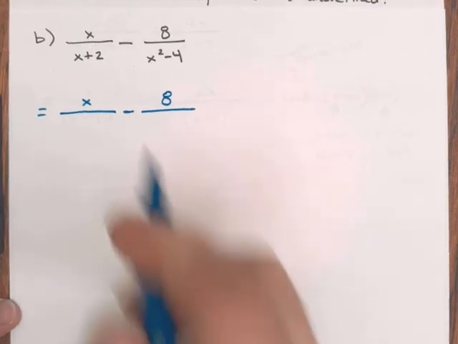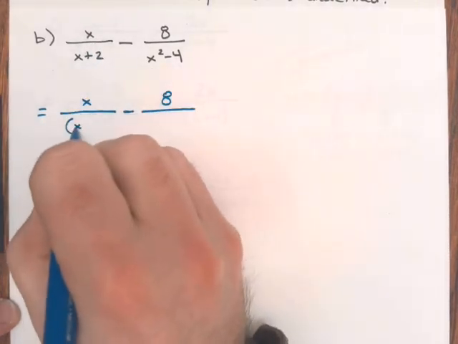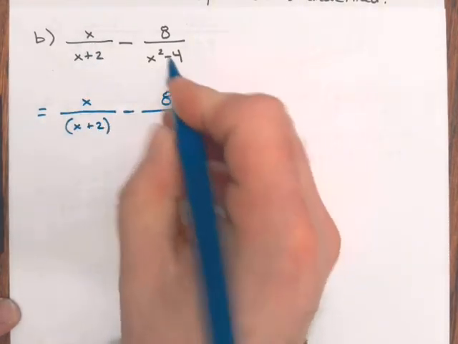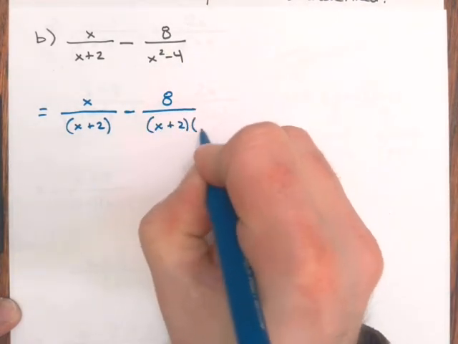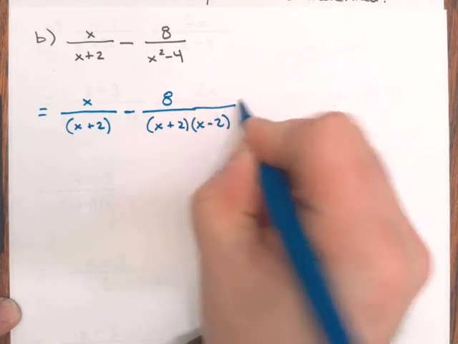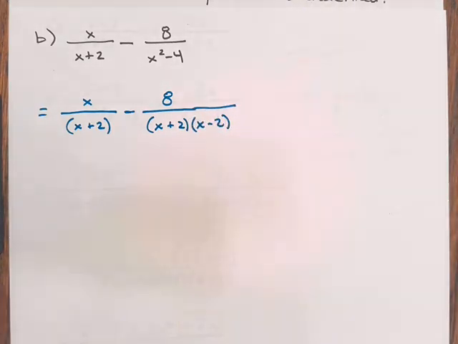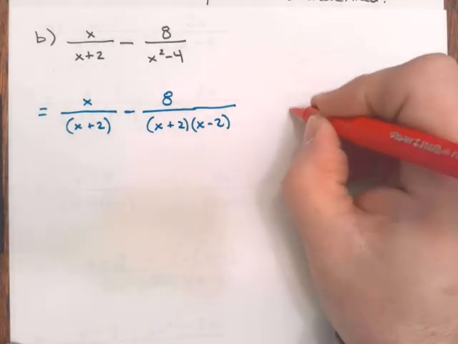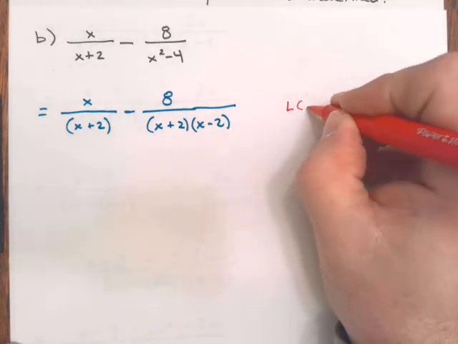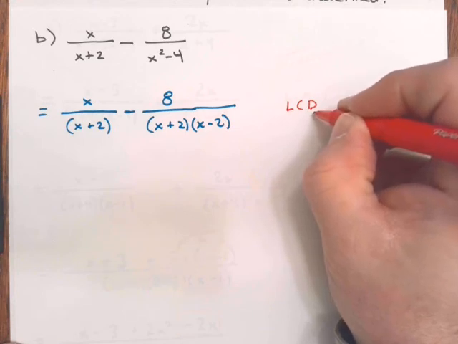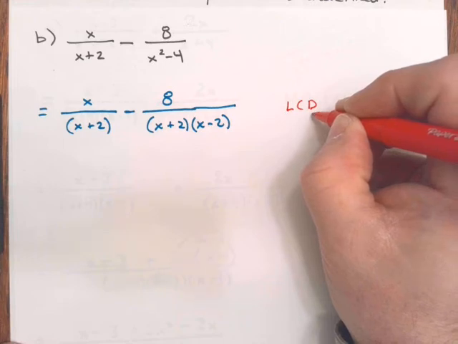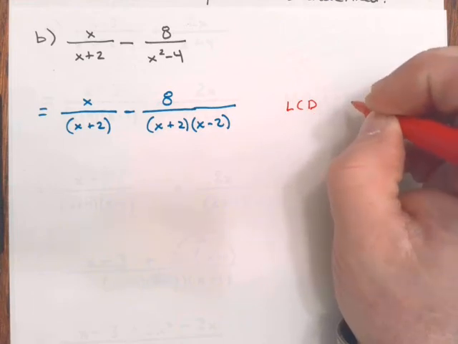So factoring the denominators, x plus 2 does not fit any of our factoring rules, but x squared minus 4 does. That's the difference of squares pattern. So that would factor as an x plus 2 times an x minus 2. Once you have the denominators factored, you can determine the lowest common denominator, which does happen to be the same as our least common multiple.